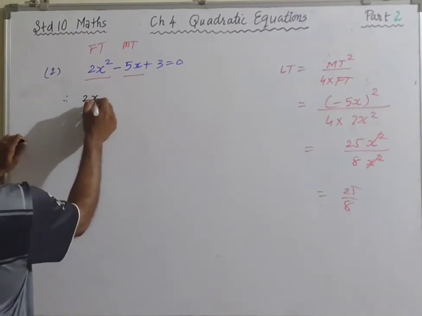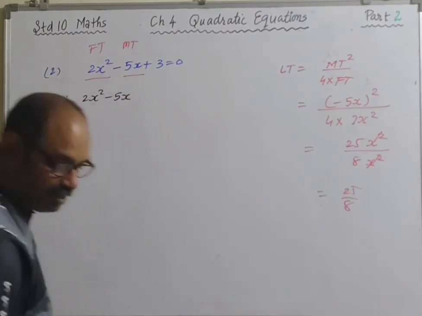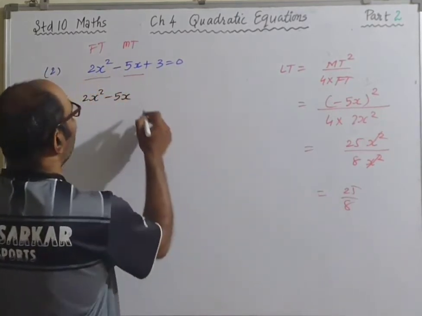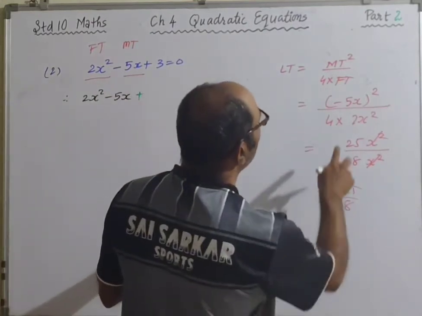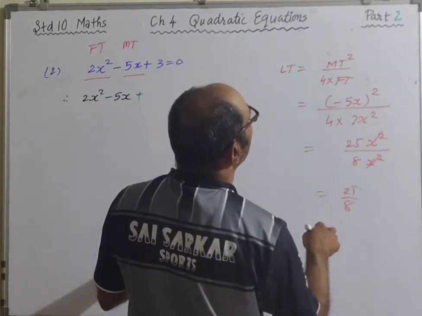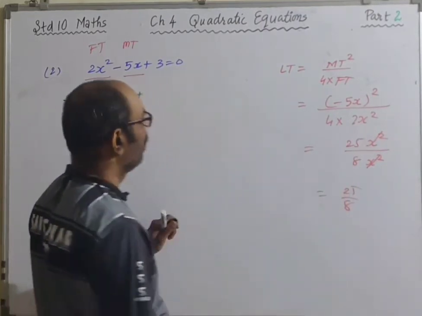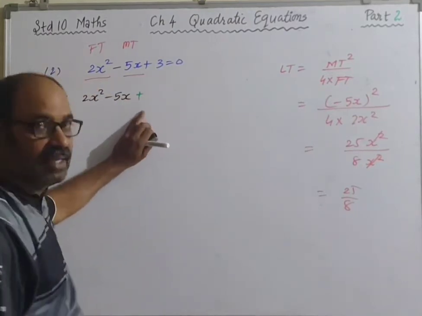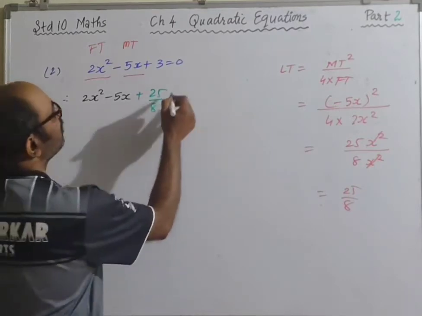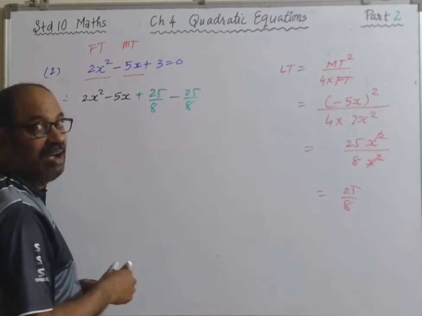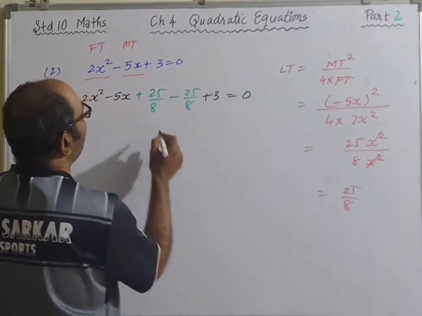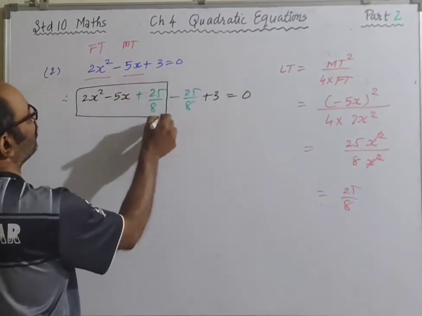Alright. Let's see. X square minus 5x. Those are the first two terms. And who makes the perfect square trinomial? This is something, 4 into 2x square. Yes, it is correct. So add 25 by 8 and subtract 25 by 8. Be careful. And that plus 3 is already there. You write that is equal to 0. Now this makes a perfect square trinomial.